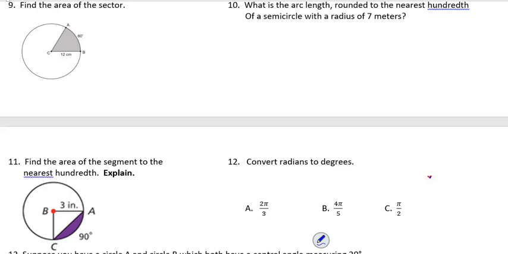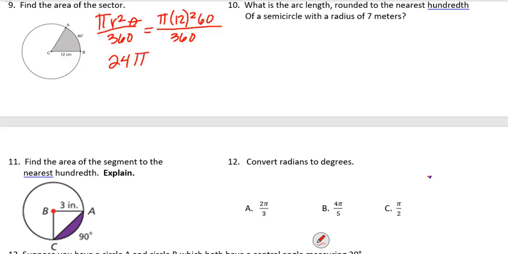So number 9 says find the area of the sector. We're going to use the formula pi r squared theta over 360. So the radius is 12, so we're going to do pi times 12 squared. Our angle is 60, or our arc. We're going to divide that by 360. When we do that, we get 24 pi centimeters squared. When we multiply by pi, it would be 75.4 centimeters squared.